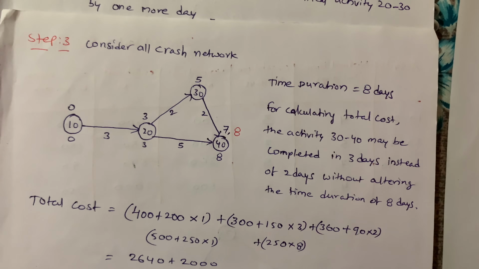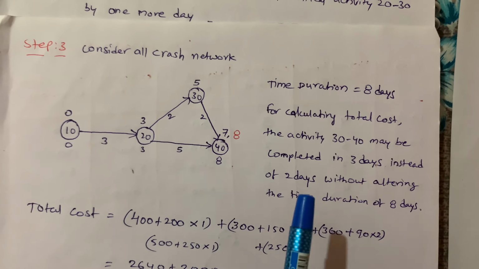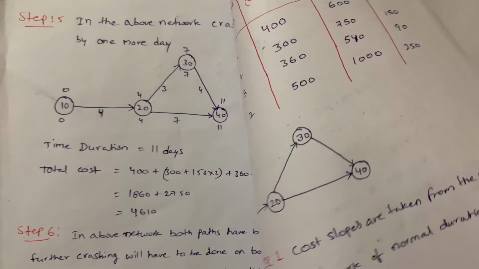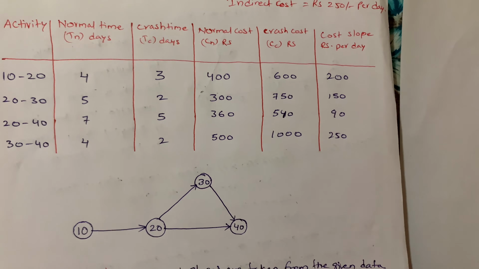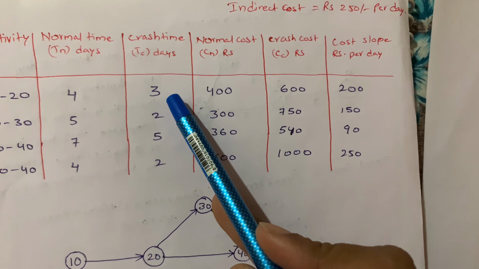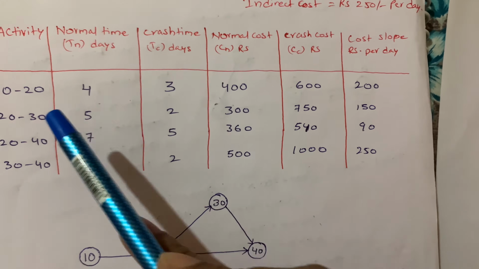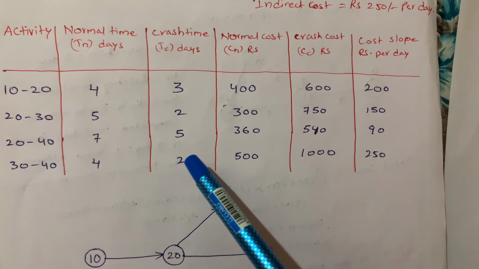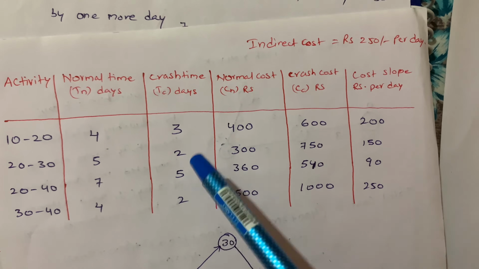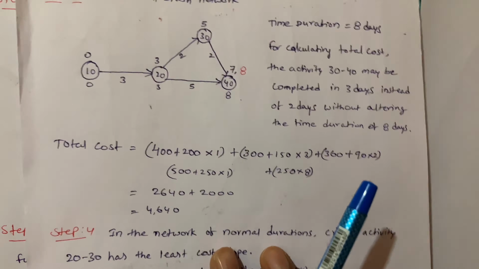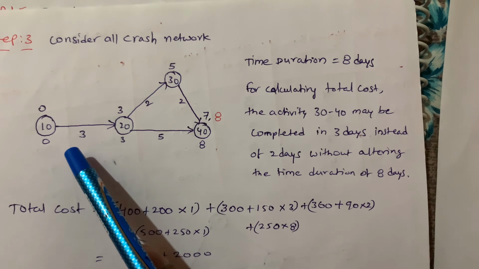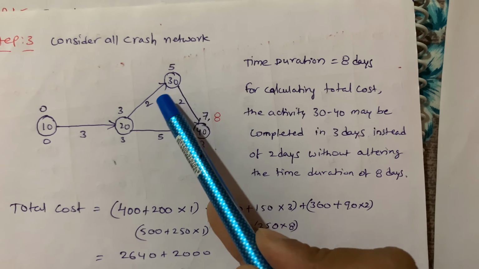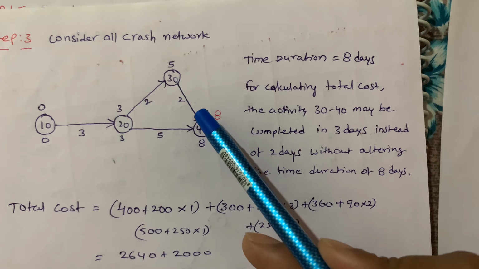Okay, so I already told that. So the crash network, so all of this is the crash network. Crash network is nothing but, here we got the values, that is the crash time. So 3 for 10 to 20, 20 to 30, and 20 to 45, and 30 to 42. So these are the crash time days. So I drew here: 10 to 20 is 3 days, 20 to 30 is 2 days, and 30 to 40 is 2 days.